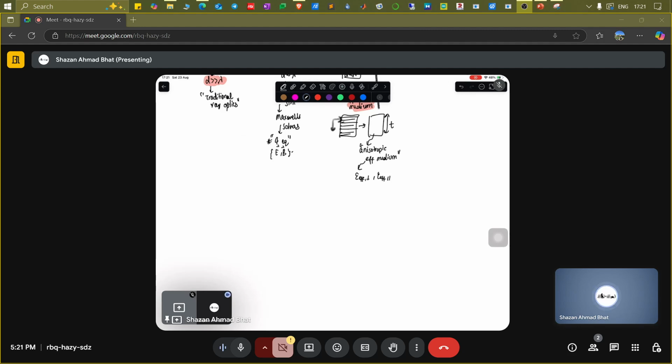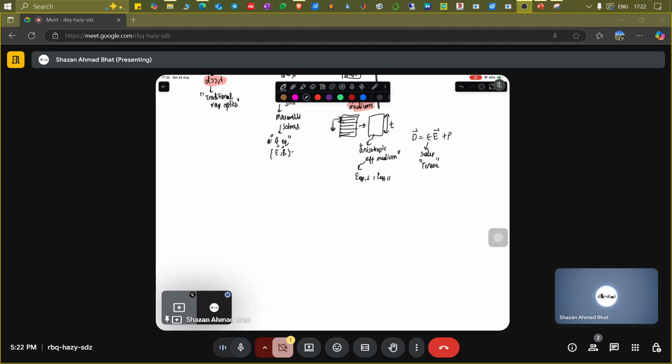So you need to invoke tensors and other things, because now if you write the electric displacement field, which is basically epsilon times the electric field plus polarization, then this permittivity is no longer going to be a scalar, it's going to be a tensor quantity.